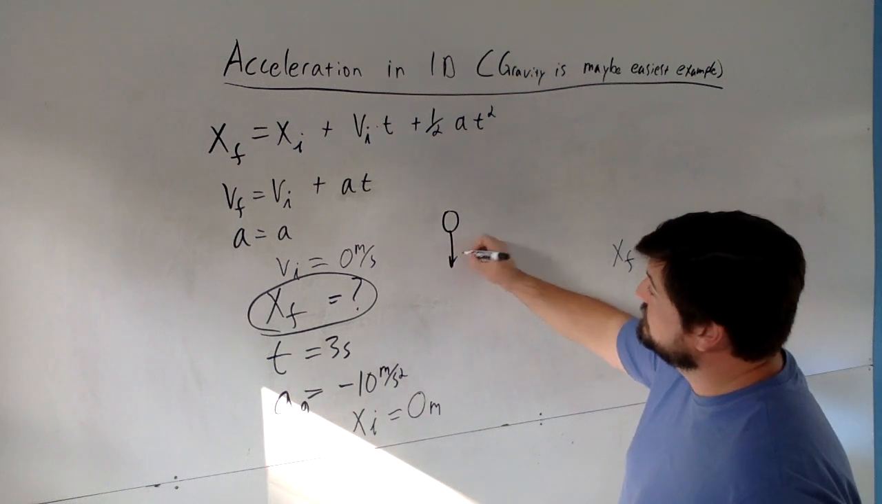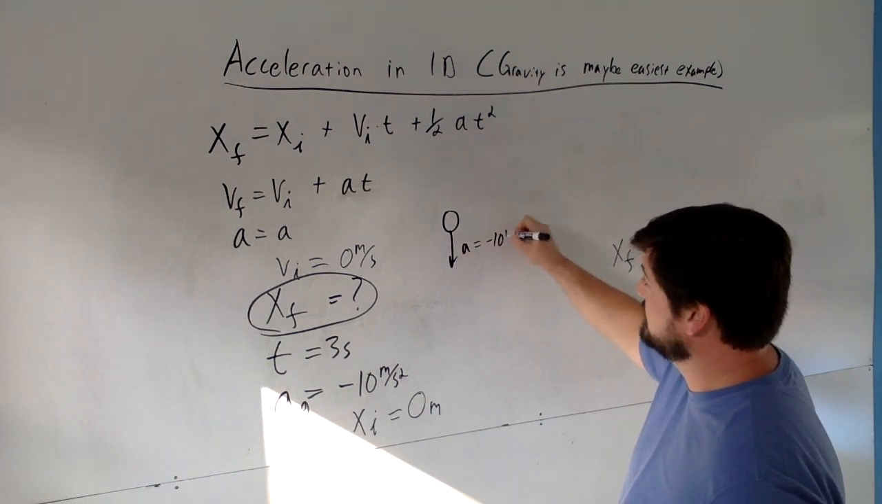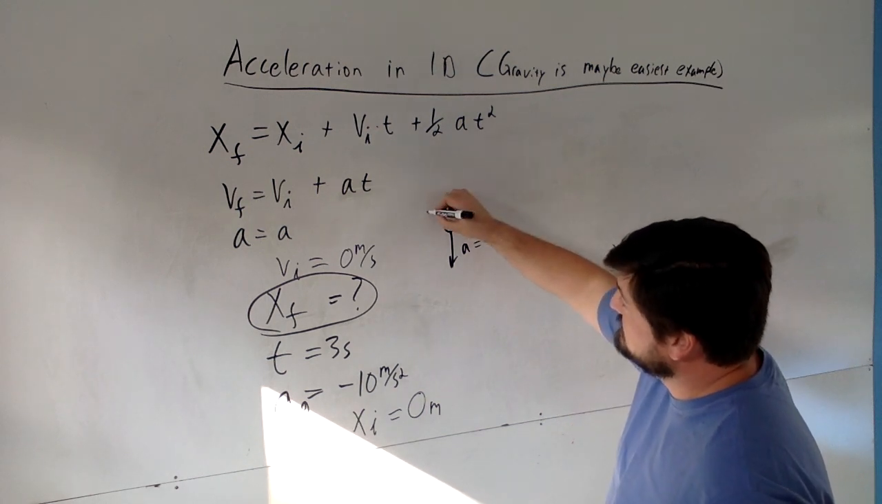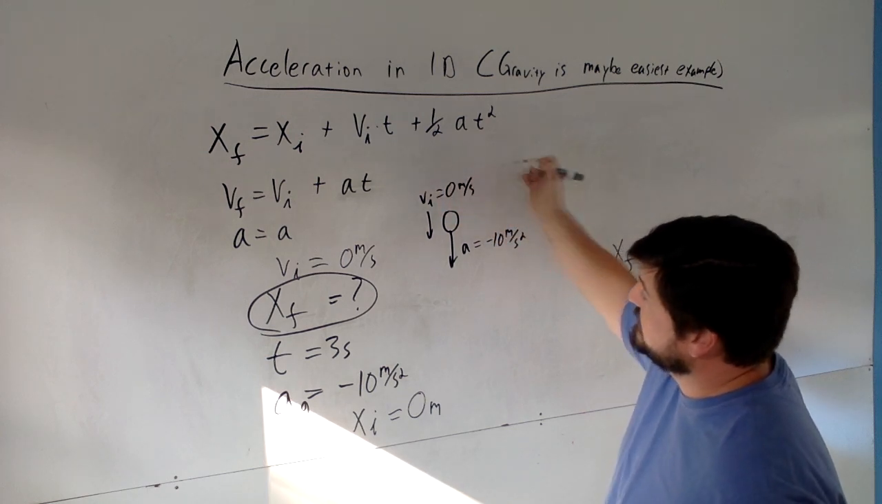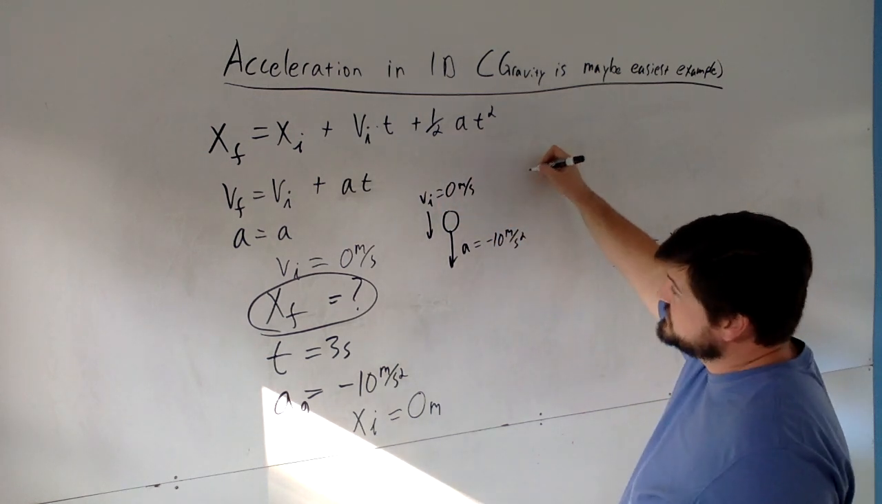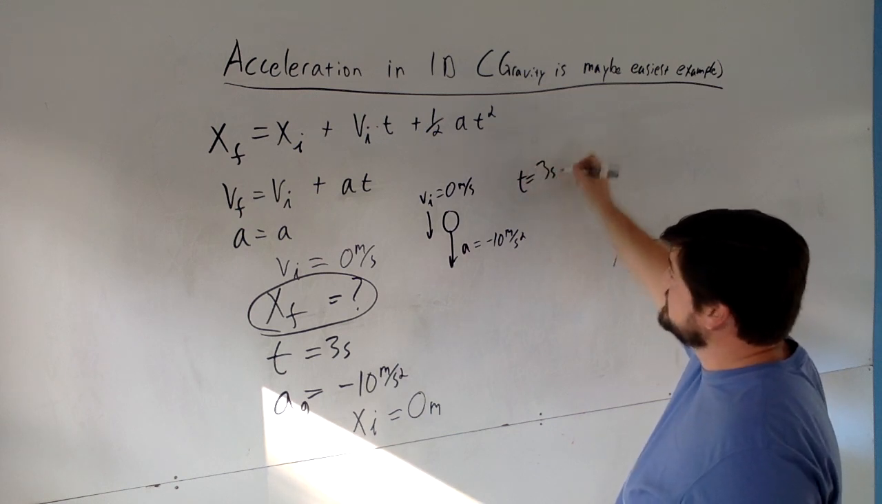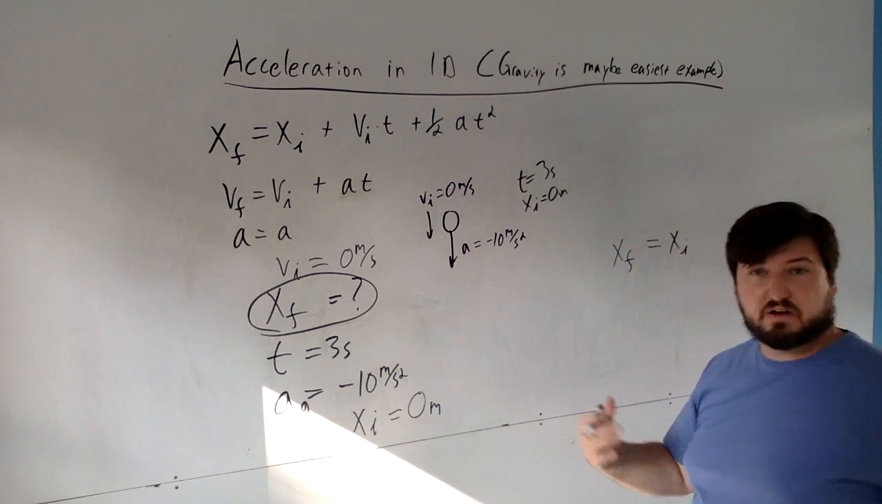I also know my arrows are going to be falling down with an acceleration of negative 10 meters per second squared. I know my initial velocity, vi, is 0 meters per second, okay? And I'm just going to write out somewhere over here also my time is going to be 3 seconds, and x initial is going to be 0 meters. Okay? I've got it all labeled out there.